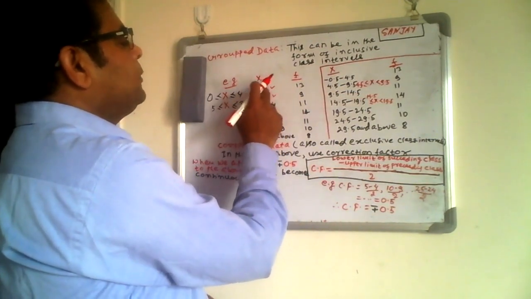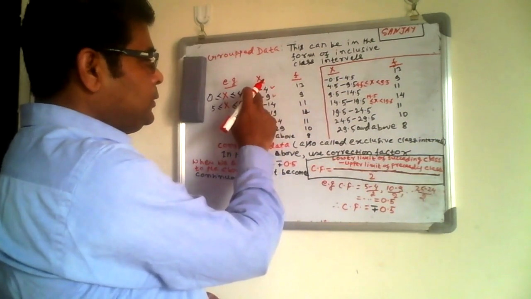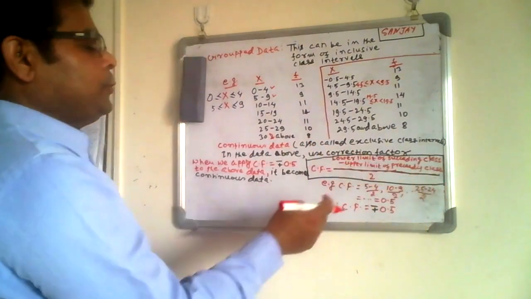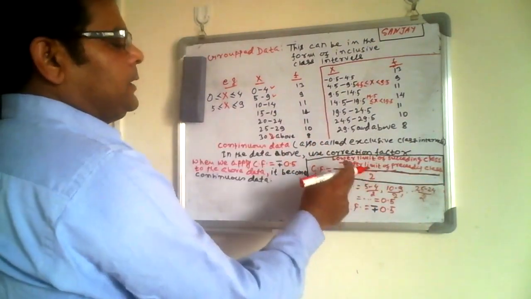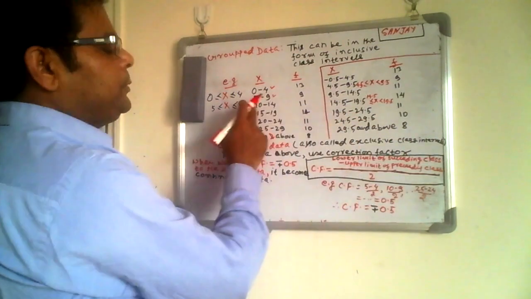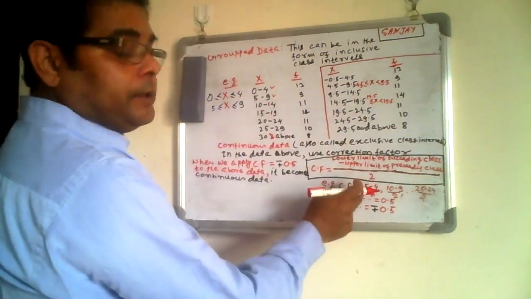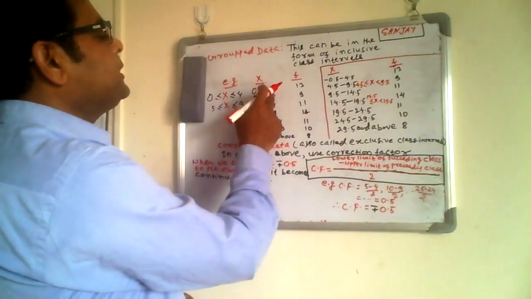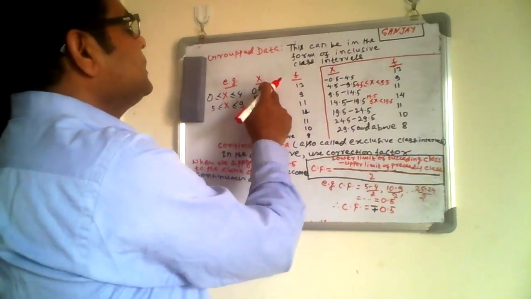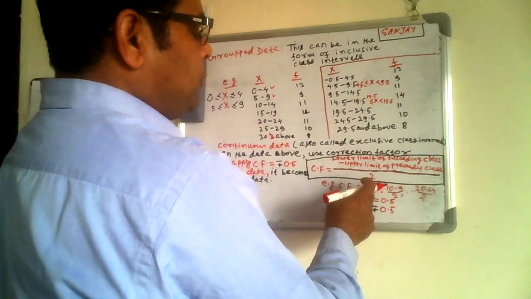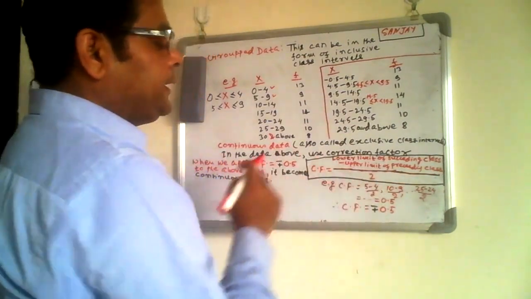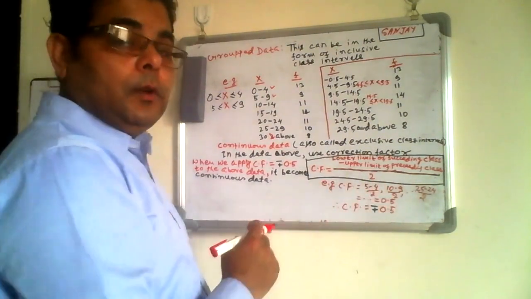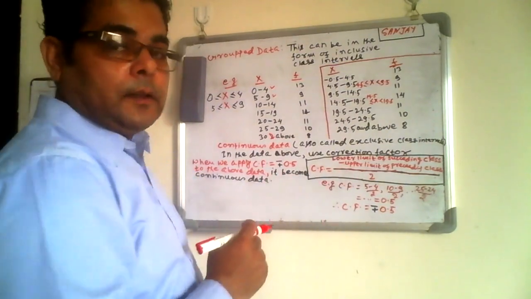For 5 to 9, 0 to 4 is the preceding class, and for 0 to 4, 5 to 9 is the succeeding class. So if I apply it, the lower limit of the succeeding class is 5, so I wrote here 5, and then minus the upper limit of the preceding class, which is the previous class, that means 4. So 5 minus 4, and then divided by 2. Similar thing I have done for the rest, and in each case there is the value 0.5 for the correction factor.